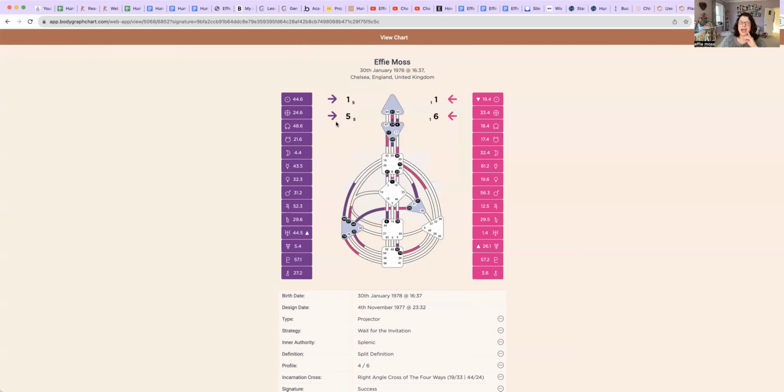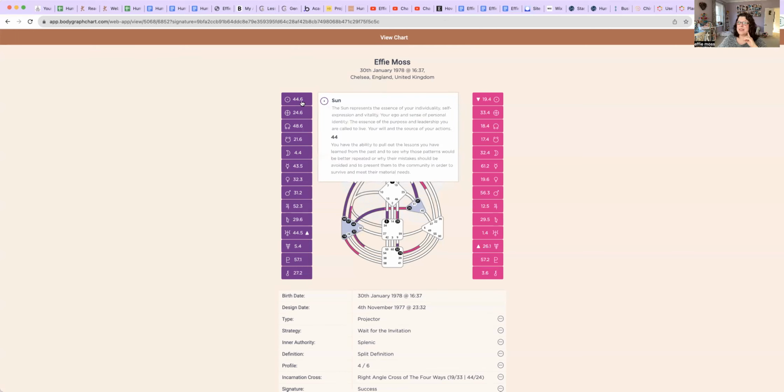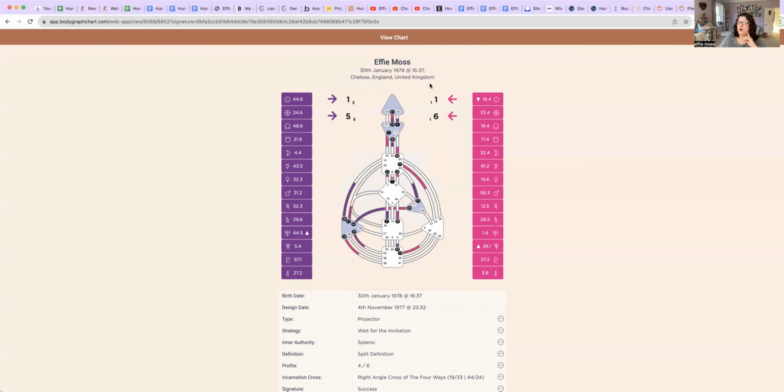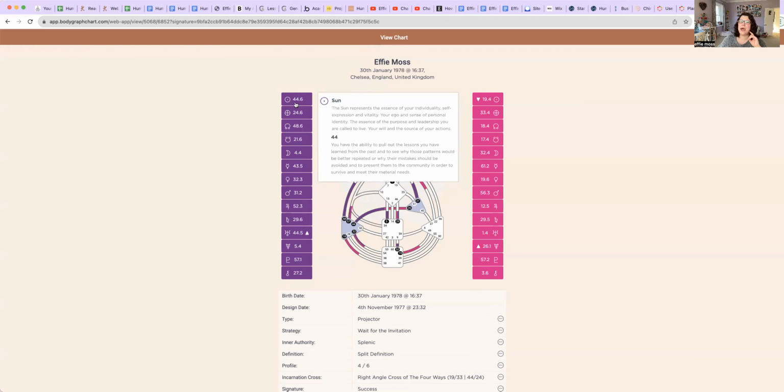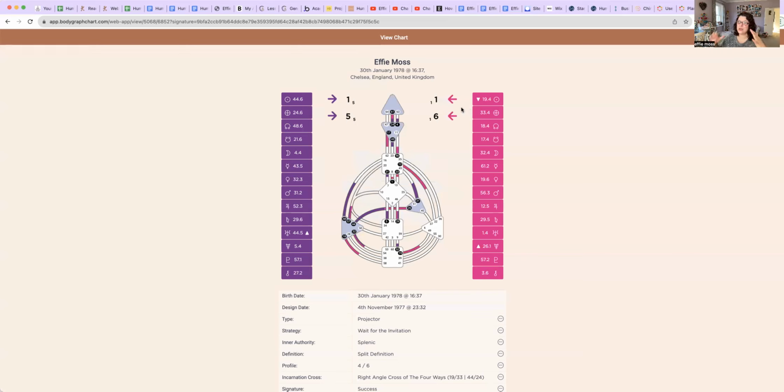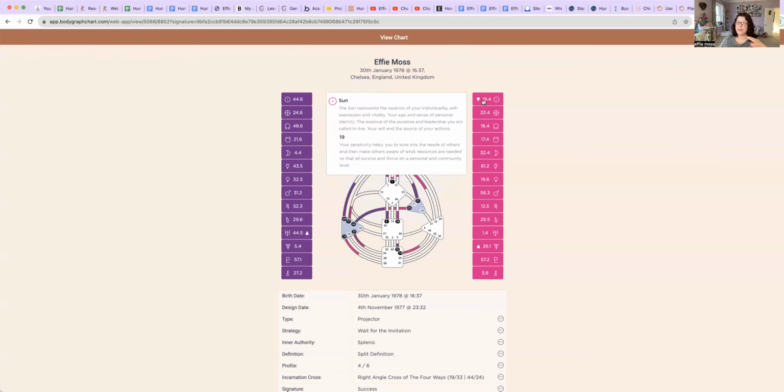And you can see here that on my left-hand side, I've got one gate, which is 44, but on my right-hand side, I've got gate 19. What it basically means is that in my lifetime, I'm going to experience things within my purpose that are very much related to gate 44. But as I grow through that, I will then also transition into bringing together my gate 19, which is all about sensing the needs of others, helping others, and things like that.